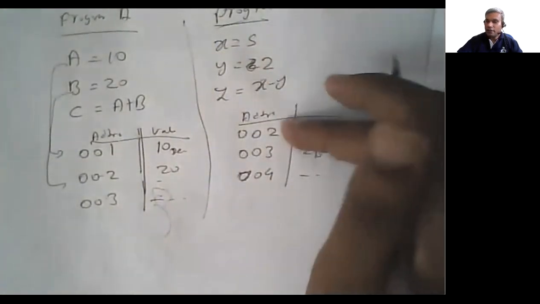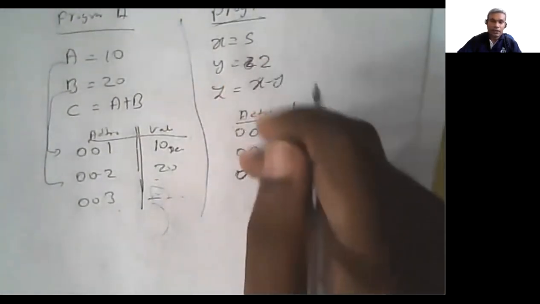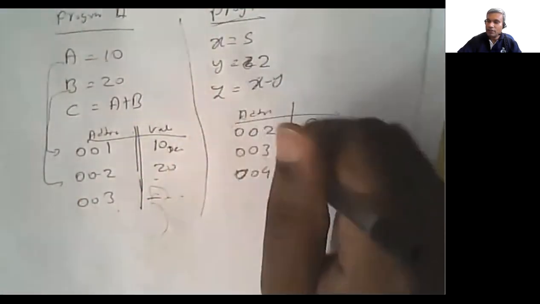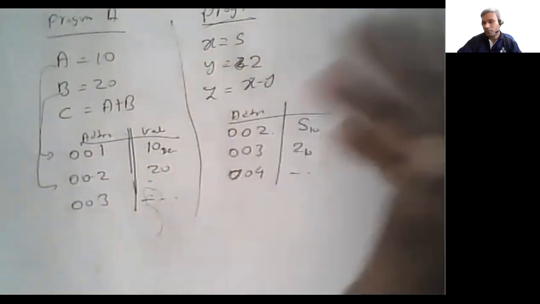You have all the variables and you have all the relevant memory locations allocated to it. So memory location 2 is X, 3 is Y. So whenever you say X, you will refer to memory location 2.